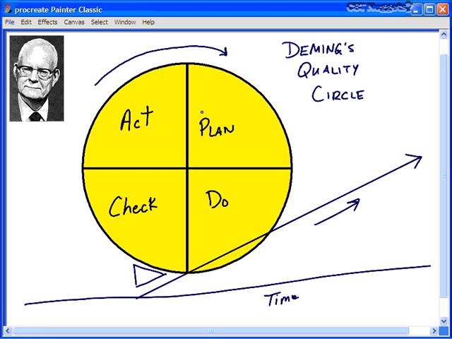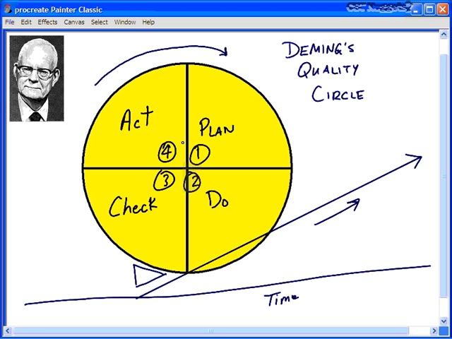So first of all, we plan. This is step one. Planning involves designing or revising the business process components to improve the results. Then, secondly, we do. We put the plan into place. We put it into action. We implement it, and then we measure its performance. And then thirdly, we check. Okay, we assess the measurements and we report the results to the decision makers. And then finally, the fourth step is to act.